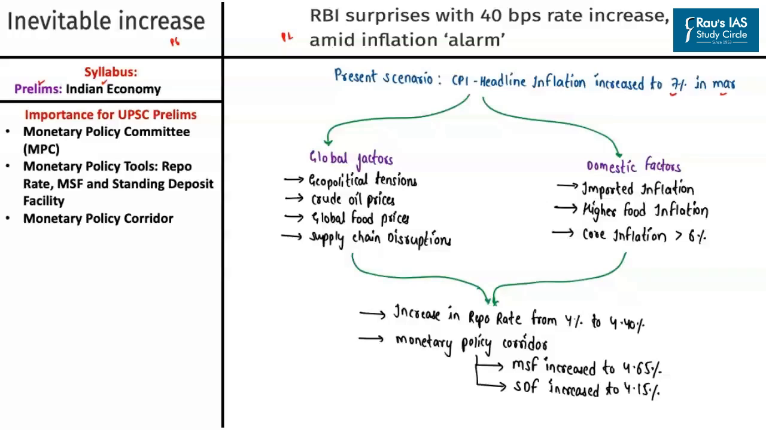As you know, the Monetary Policy Committee is required to maintain the rate of inflation below 6%. Since the present rate of inflation has crossed the threshold, the Monetary Policy Committee has recently decided to increase the policy rates. Now the question is, why has there been an increase in the rate of inflation in the Indian economy? This is on account of both global factors as well as domestic factors.